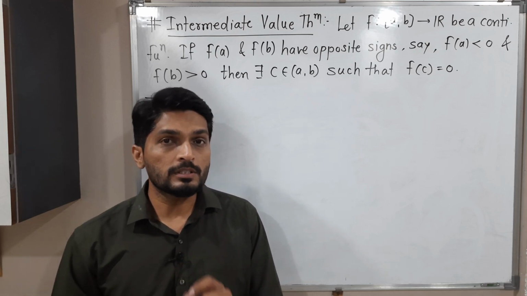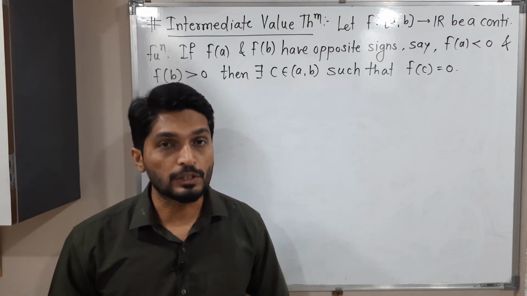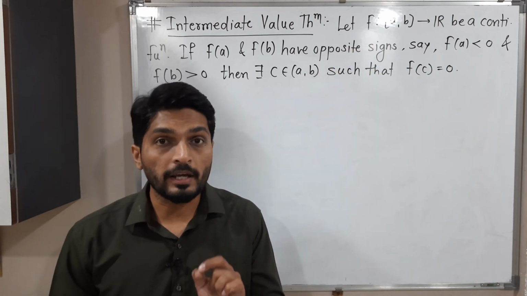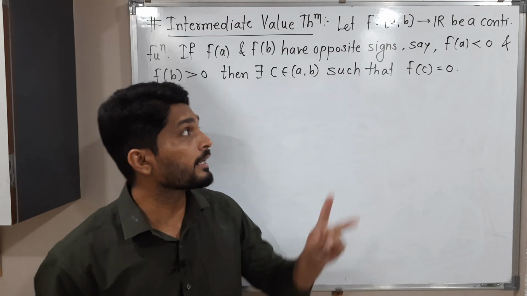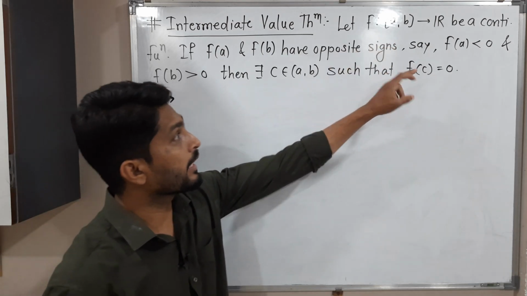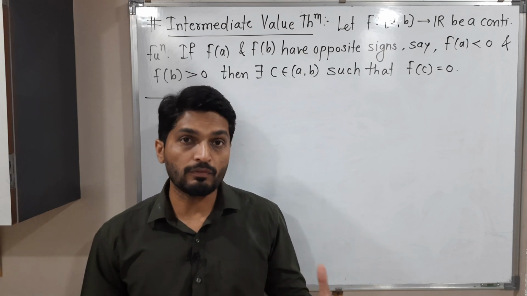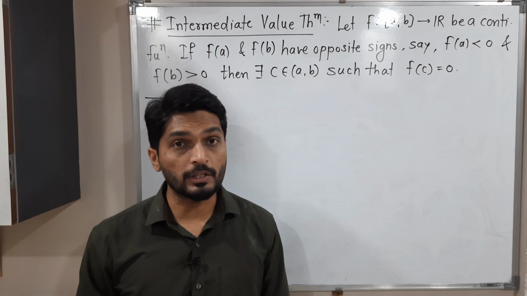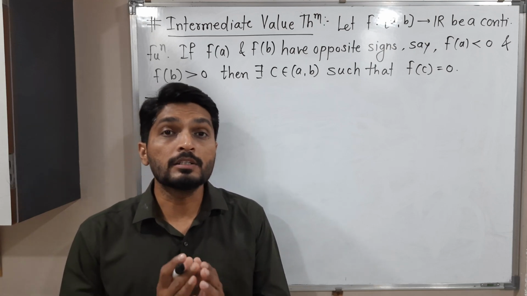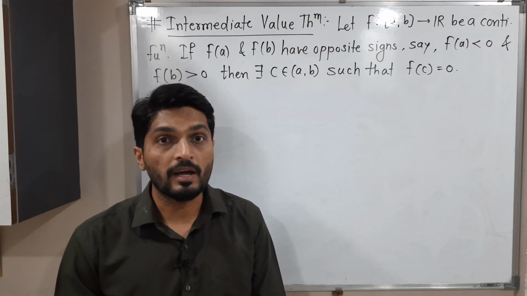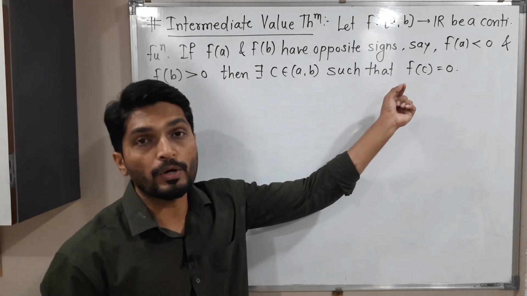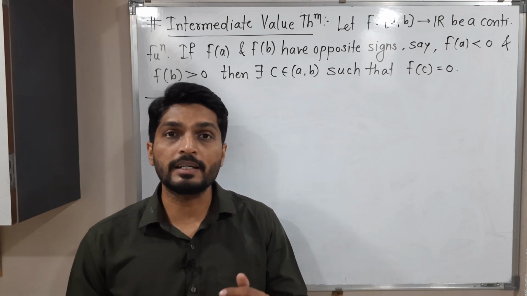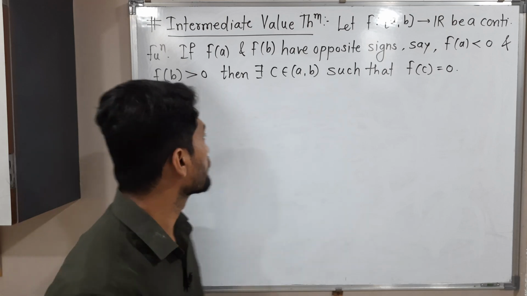This statement is related to a continuous function which is defined on the closed interval AB. If the function f has two different signs at the endpoints, just like f of a and f of b have opposite signs, f of a is negative and f of b is positive, or f of a is positive and f of b is negative, then this statement says the function f has value 0 at some point c which lies in the open interval AB. So let us write the given information one by one.